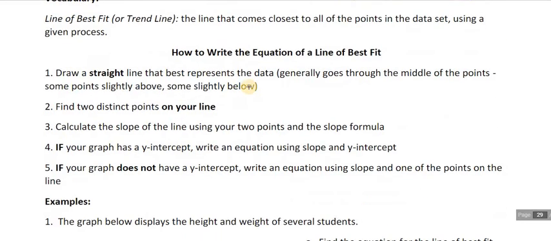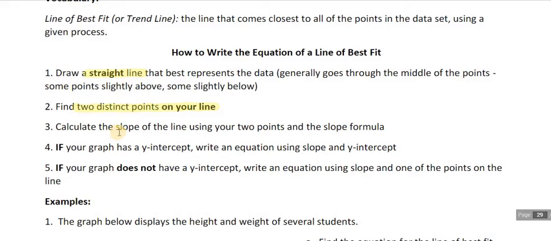So in order to write an equation of the line of best fit, we're going to draw a straight line. Okay, not a heart rate monitor chart. A straight line that best represents the data. Okay, it's going to generally go through the middle of the points, where some points are going to be slightly above and some points will be slightly below. We need to find two distinct points on the line, which will then allow us to find the slope.